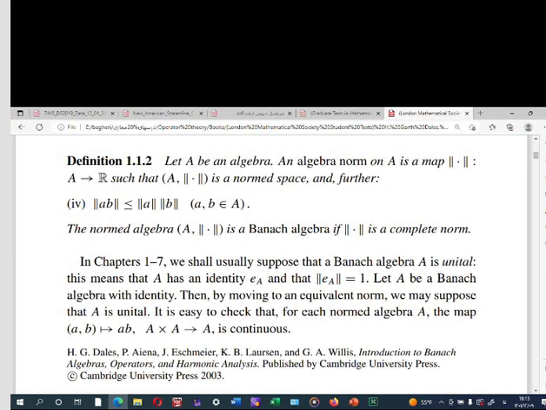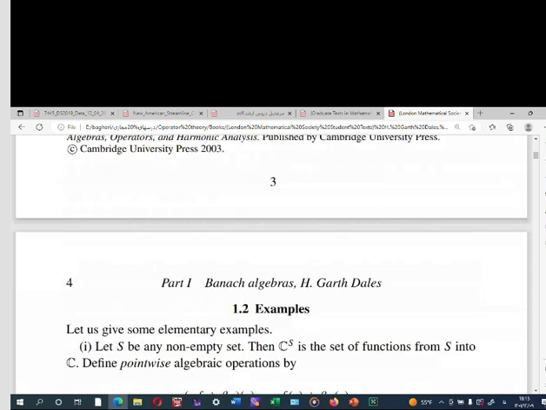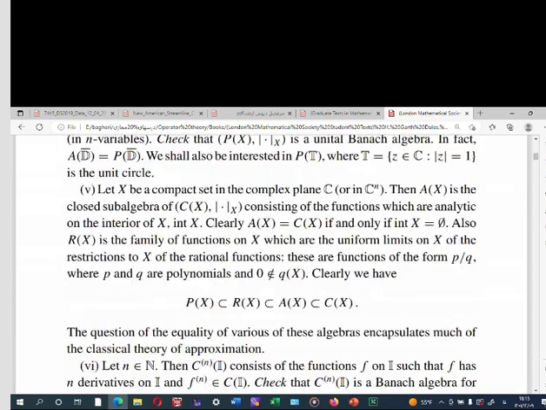we say that this is an algebra norm. This is an algebra norm. And the normed algebra A is a Banach algebra if this is a complete norm. If this norm is complete, or every Cauchy sequence is a convergent sequence, we say that this is a Banach algebra. Okay, we can take many examples for you.